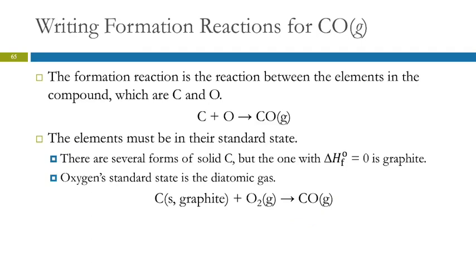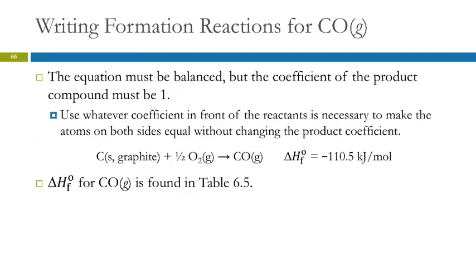We need to balance this equation. Normally, we would take this O2 and say, oh, well, we need 2 of these, then we need 2 of those. For these formation reactions, the product has to have a coefficient of 1. So we're going to take 1 mole of carbon and half a mole of oxygen, and that's going to make 1 mole of carbon monoxide. You can't really have half a molecule of oxygen, right? But you can have half a mole of oxygen molecules. So all of this is in moles.